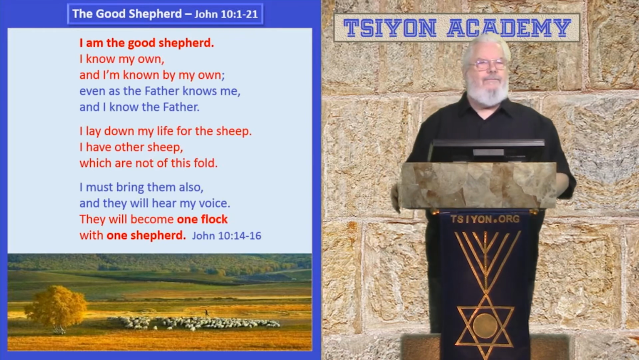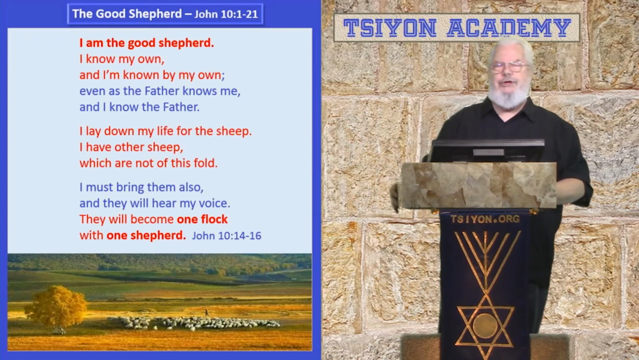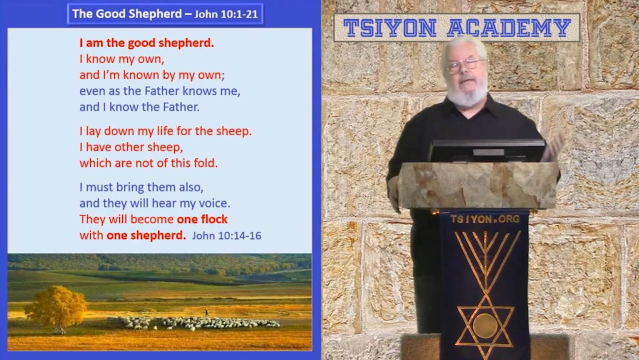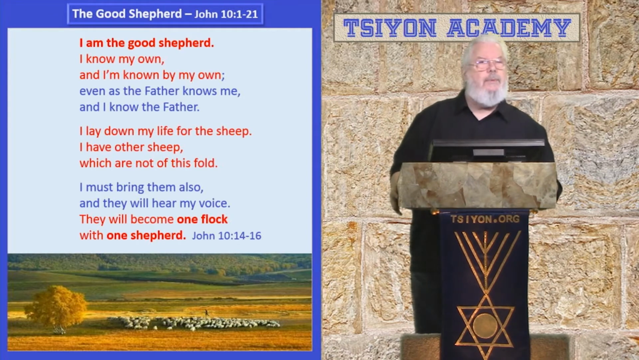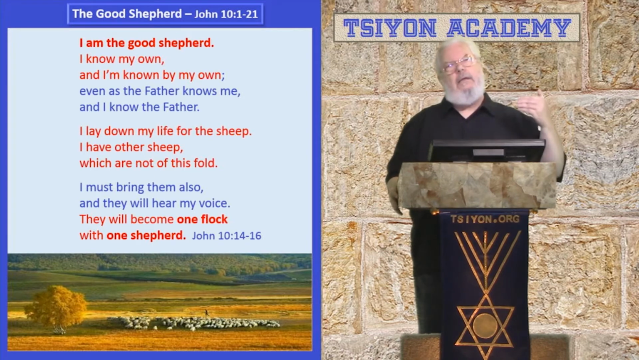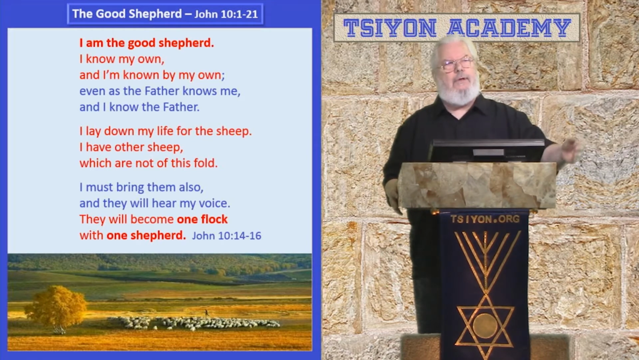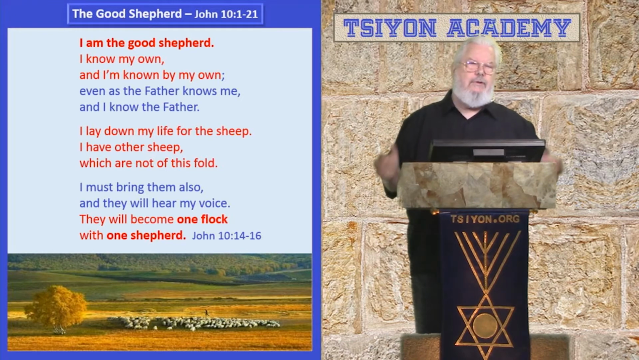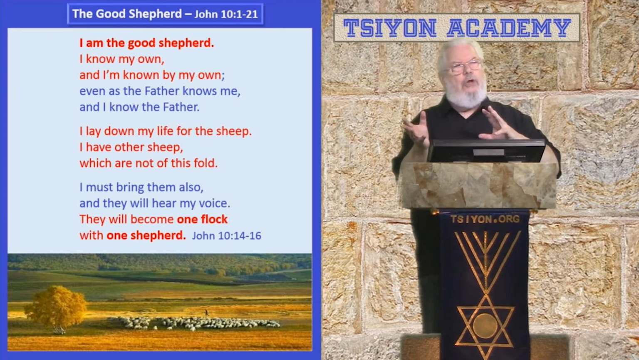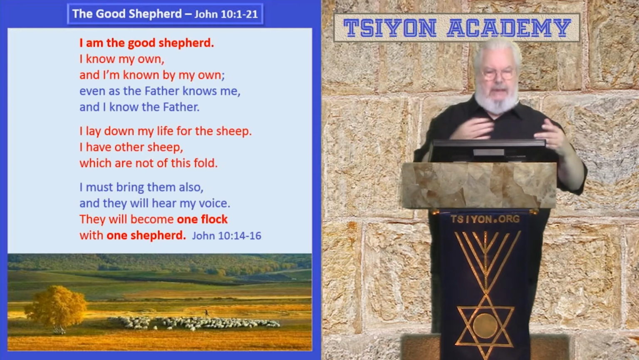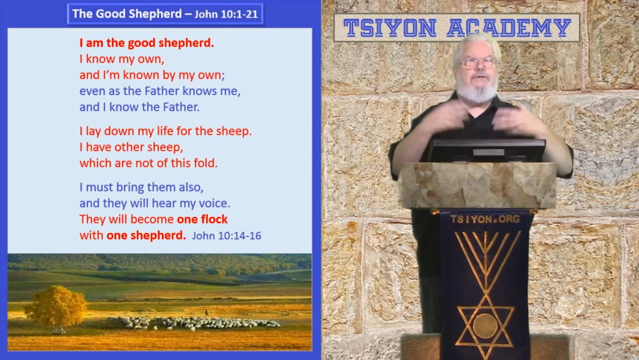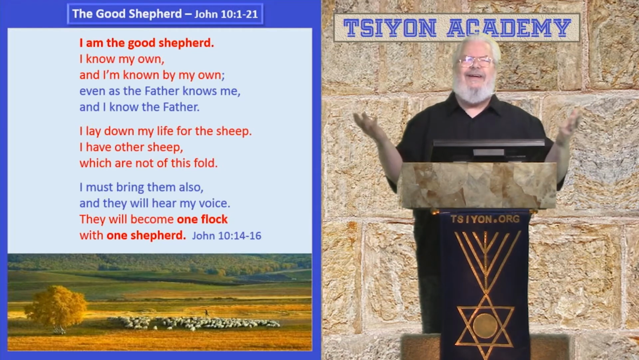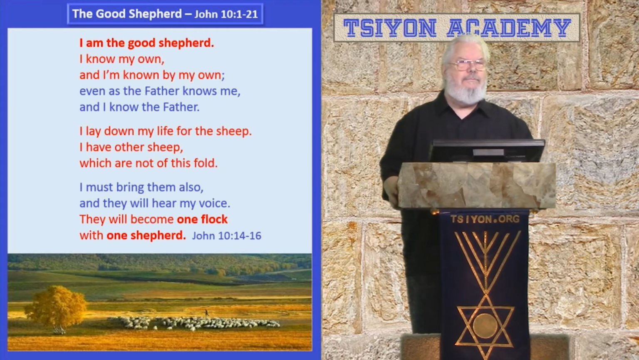I lay down my life for the sheep. I have other sheep which are not of this fold. And as Brother Richard showed us so well, those other sheep are the house of Israel, the scattered house of Israel. See, the Pharisees who were following him around and those religious leaders, you notice as we go through this, it keeps saying the Judeans, the Judeans, the Judeans. They're Judah, right? It's the house of Judah.